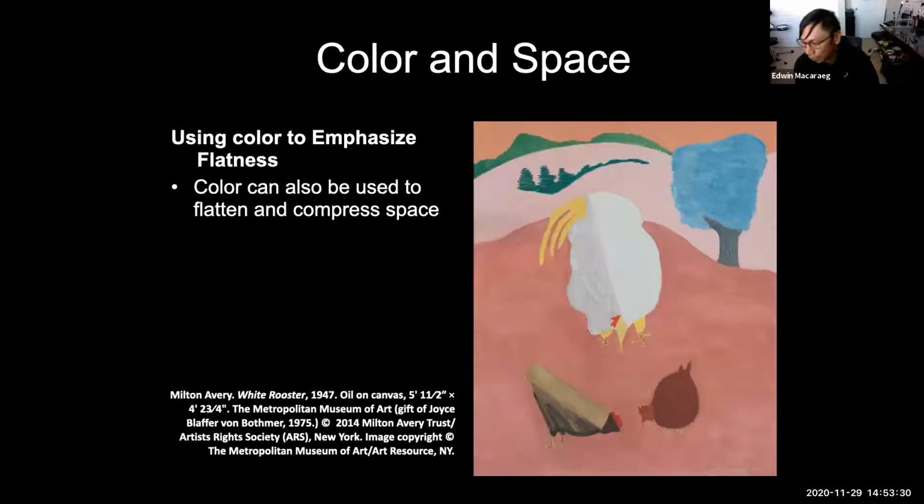Okay, so artists can actually use color to emphasize flatness. So this is almost the opposite of the Durand painting, where the artist actually used color to create and portray a form of depth. Instead, this artist here, Milton Avery, with White Rooster, 1947, actually used color to make the overall composition feel more flat. Okay, sometimes we would look at a painting like this and we say, yeah, it's so simple, it's so minimal. And one of the reasons why is that there's not enough color and value to give us depth.